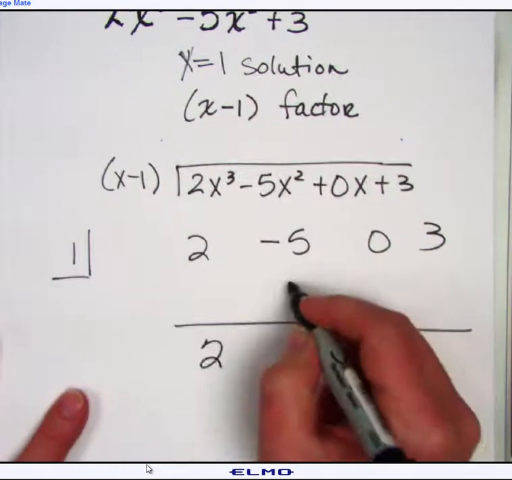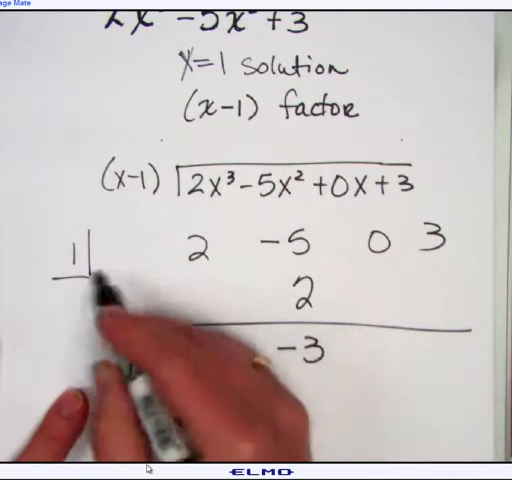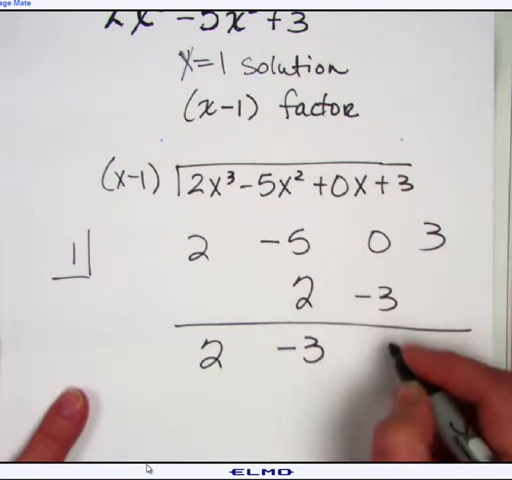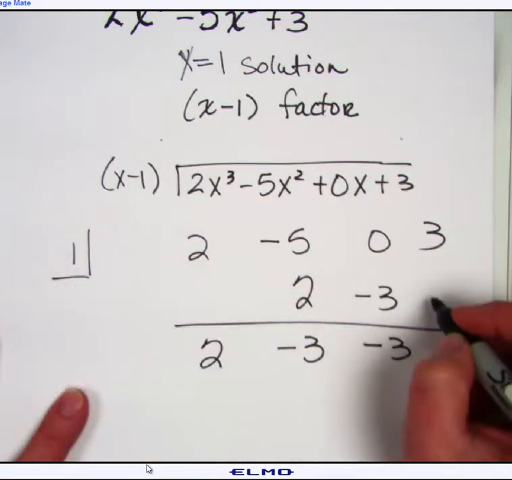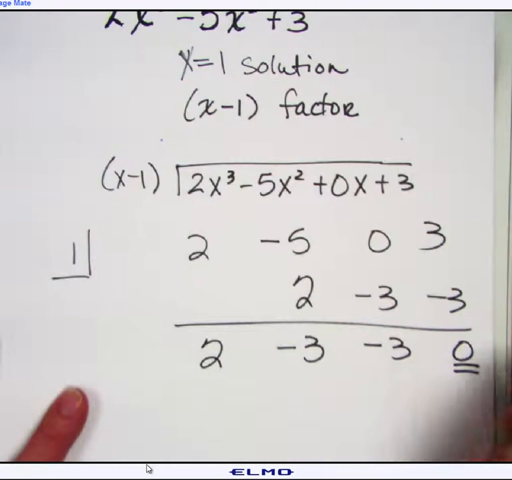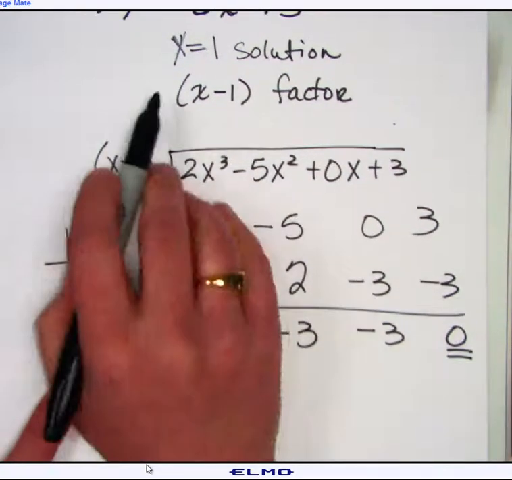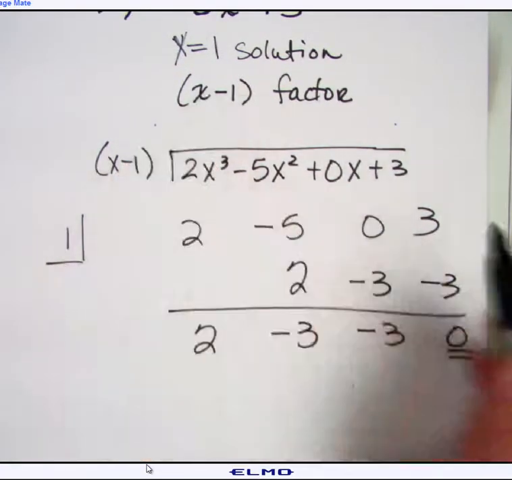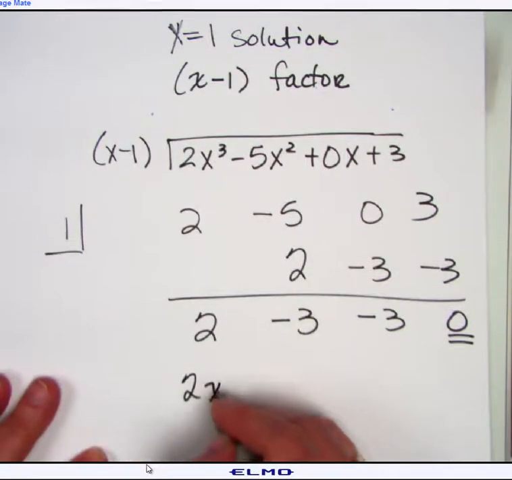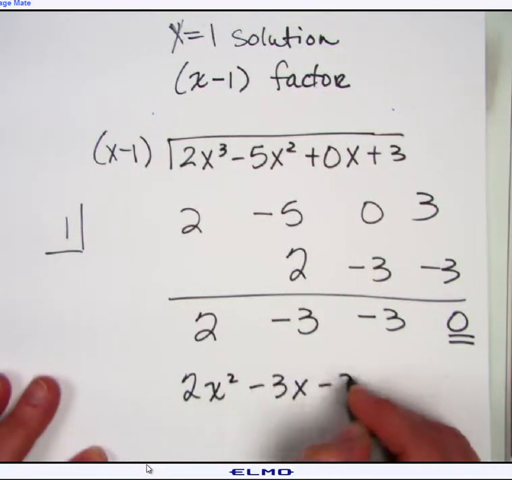1 times 2 is 2, -3. 1 times -3 is -3, plus 0 is -3. 1 times -3 is -3. Remainder 0, which is what I would expect to happen if I'm dividing by a factor. So I'm left with 2x squared minus 3x minus 3.